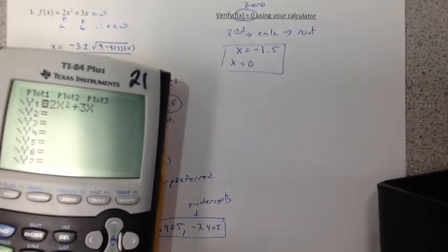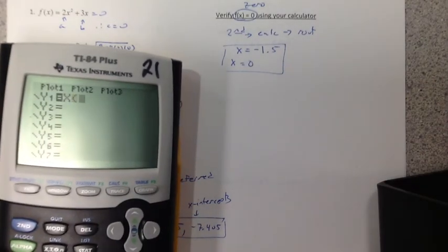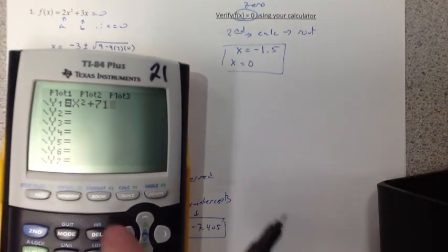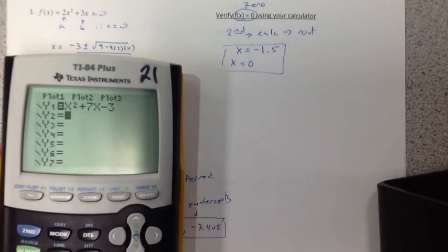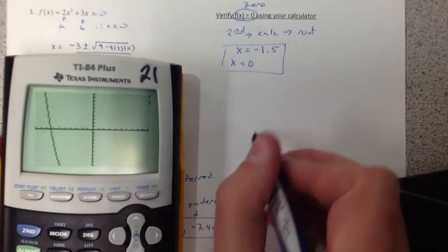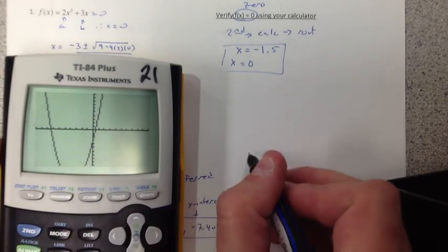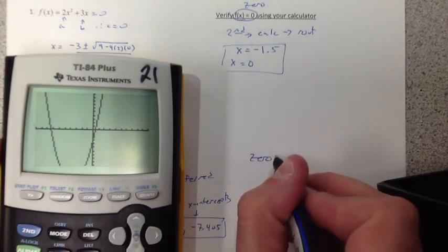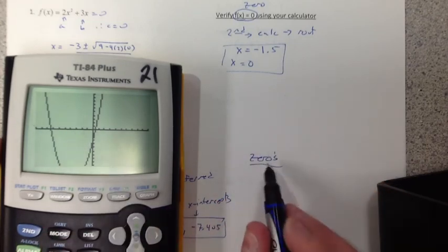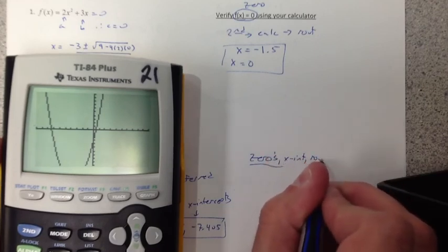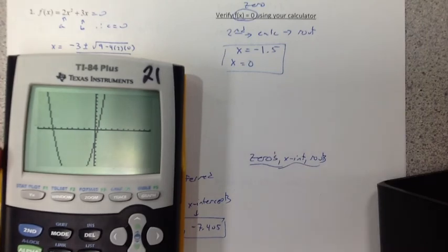So I go to y equals x squared plus 7x minus 3, graph it like it's hot, and there it is. I don't need the whole picture, so I need to find my zeros. Remember, we call these zeros, x-intercepts, zeros. Another word, roots. They all mean the same thing. Where does it cross the x-axis?